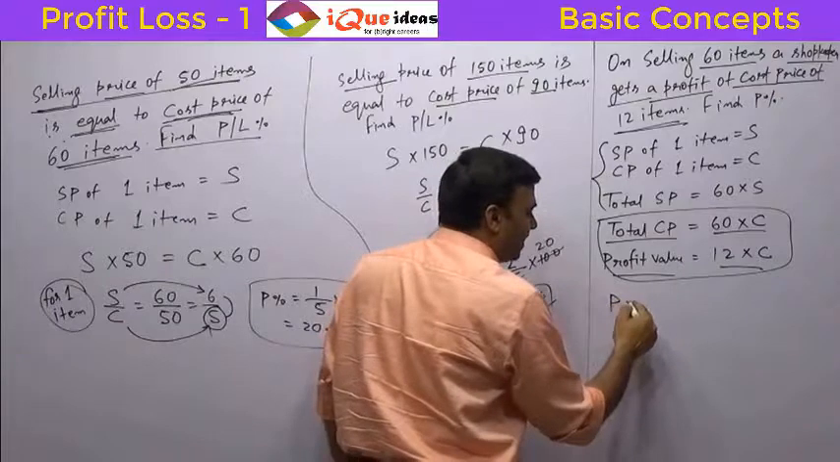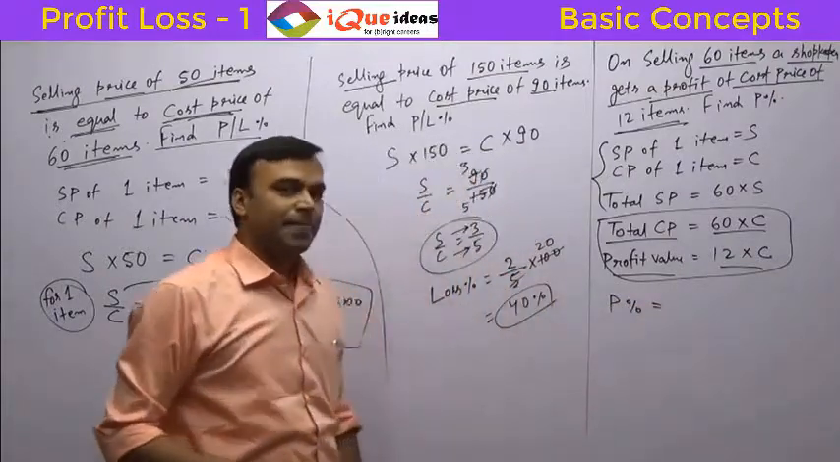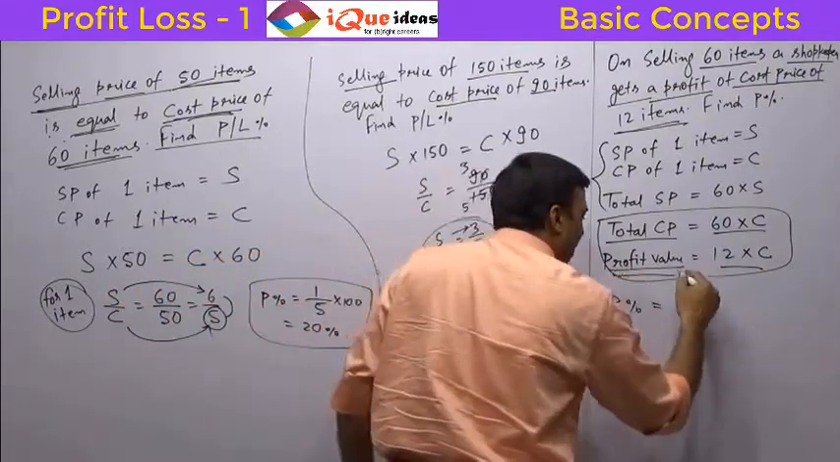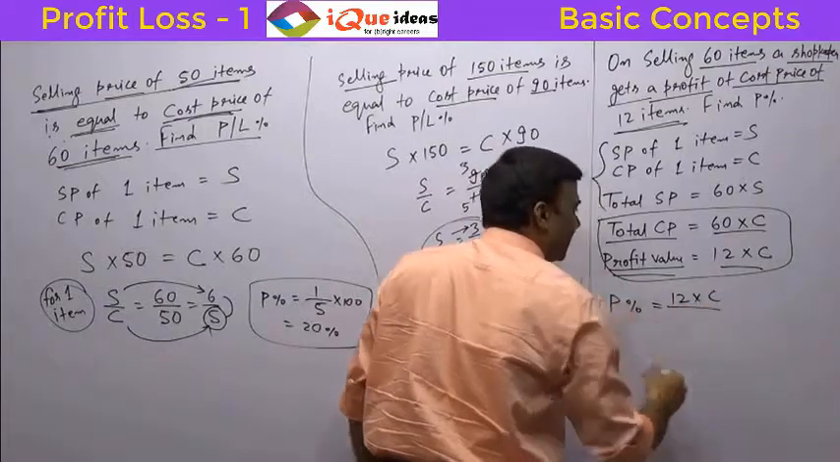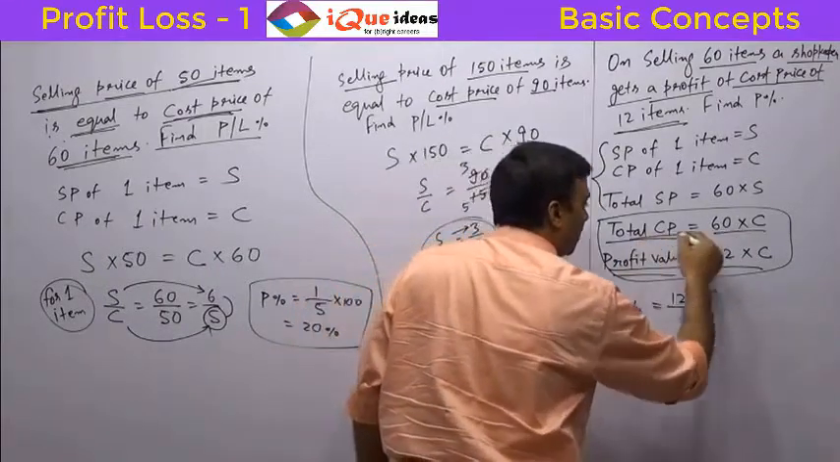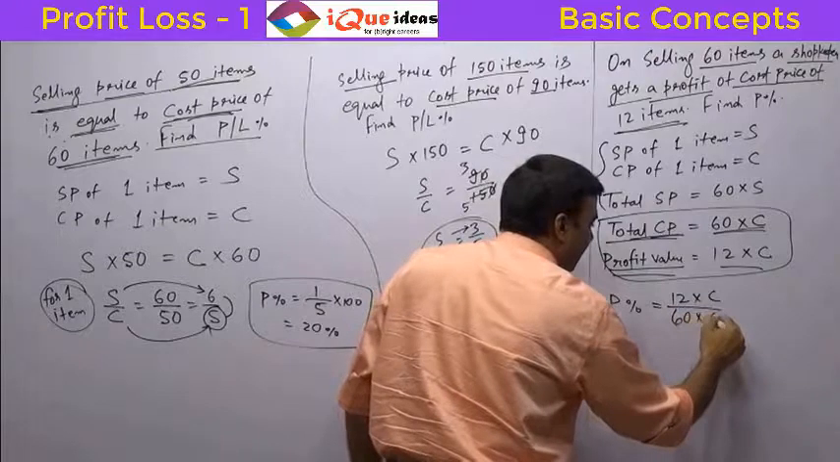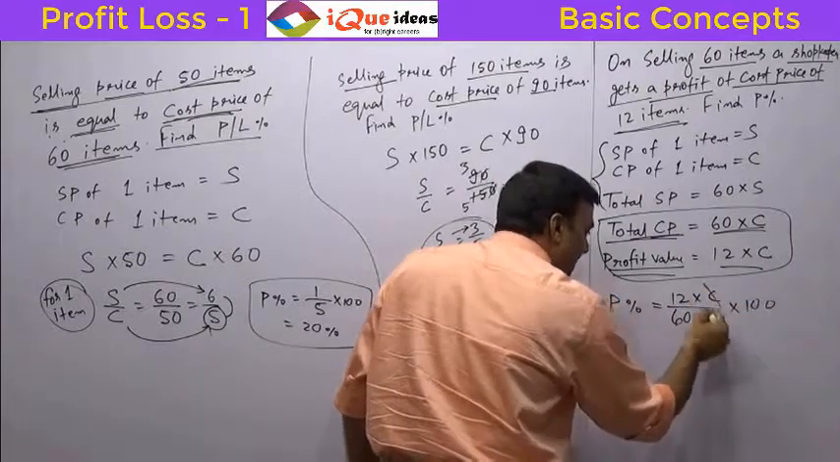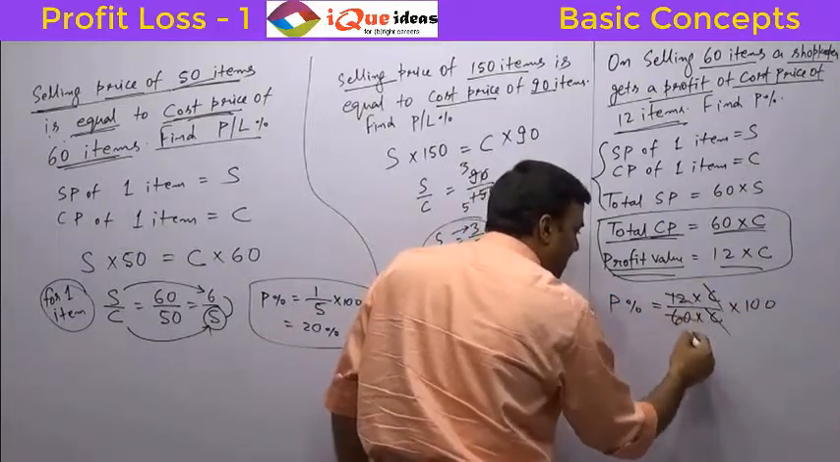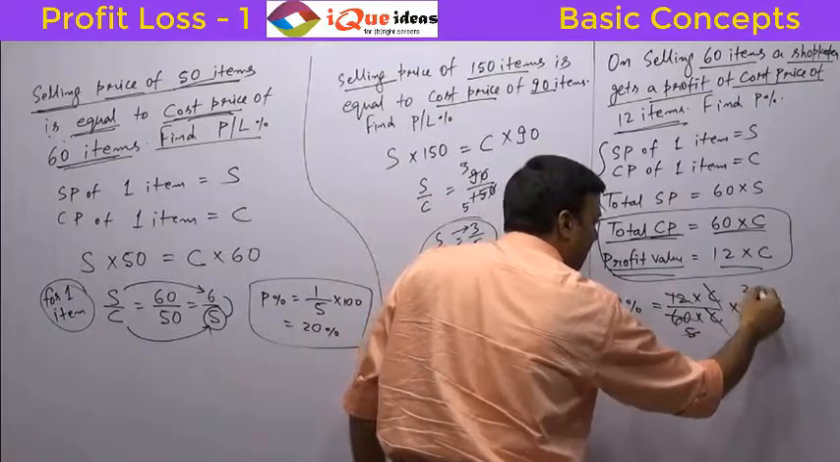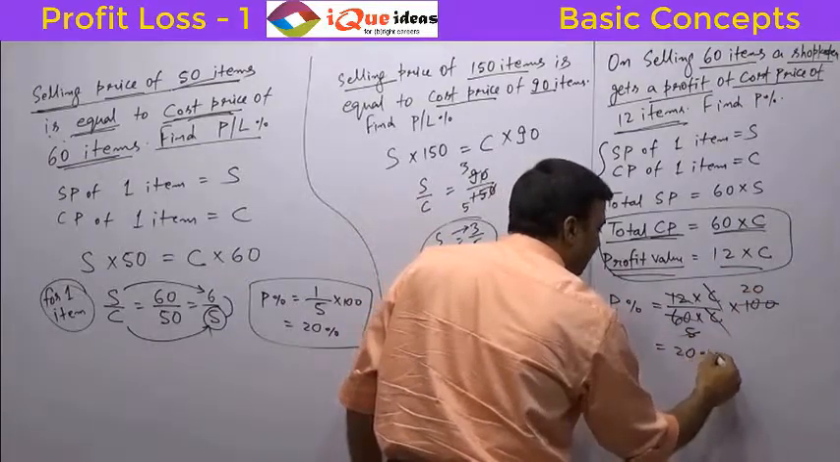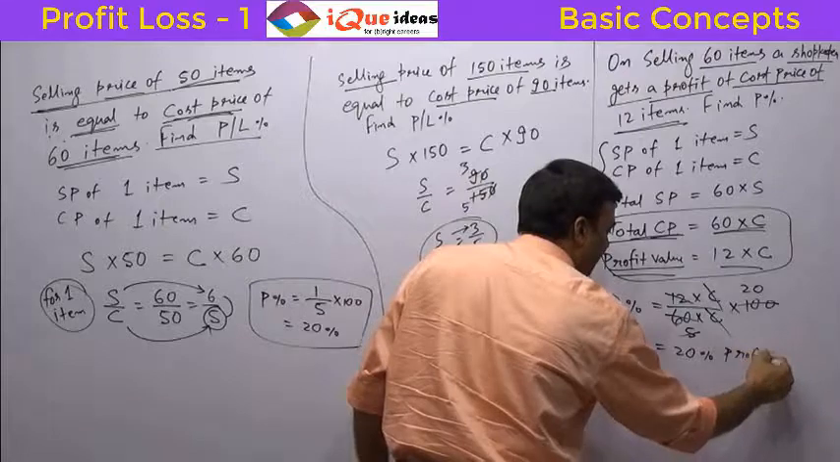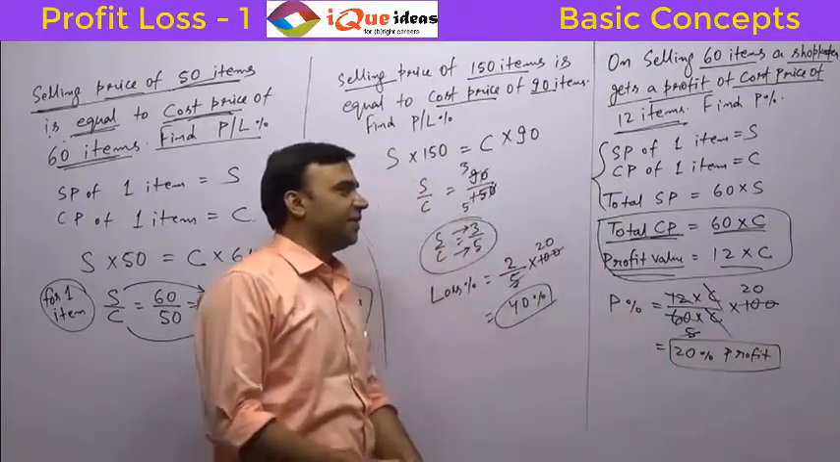Because profit percentage, how do you calculate profit percentage? For that, you need only the profit value, which is 12C in this case, and the total cost price, that is 60 into C in this case, into 100. So, C gets cancelled. 12 cancels 60 5 times, 5 cancels 100 20 times, so it is 20% profit. Right. So this was a very interesting situation.